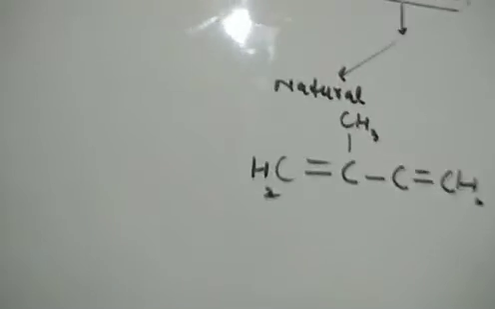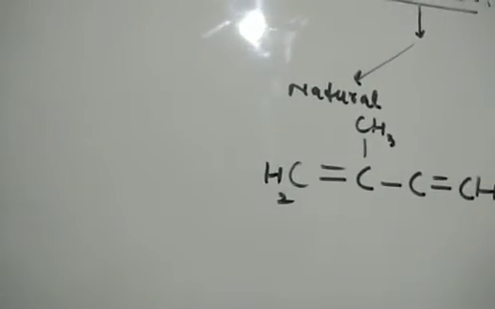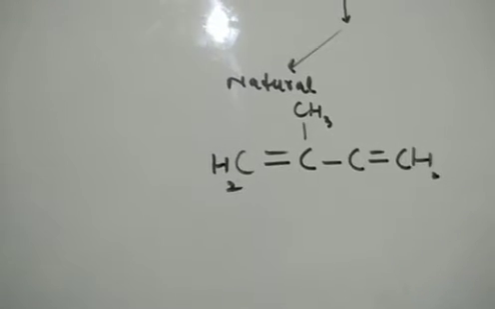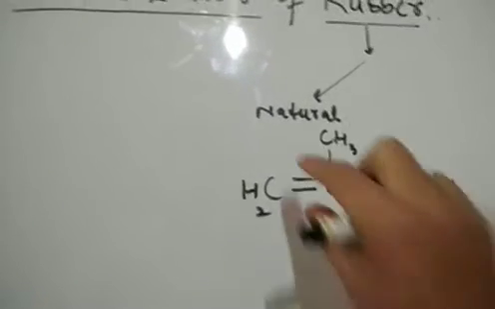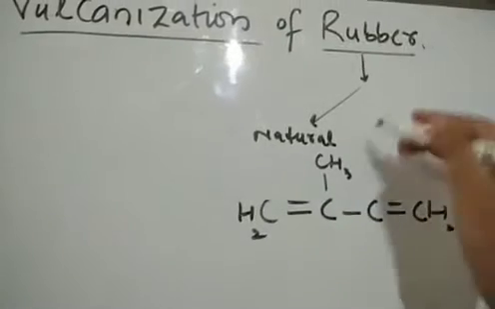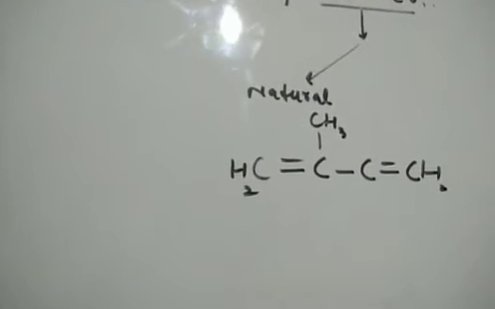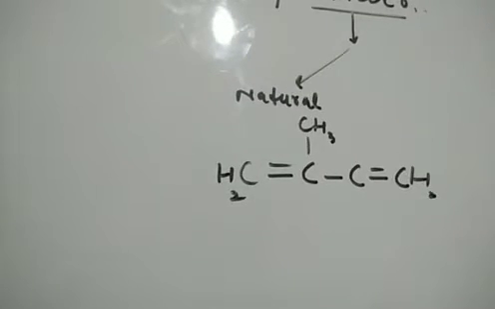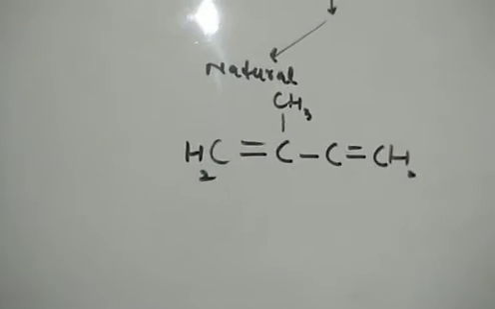Then it has a cis form and a trans form. That cis form is basically the natural rubber we talk about. The trans form is called gutta percha. This cis form, natural rubber, is obtained from the bark of trees. It's a latex of a tree called Hevea brasiliensis.